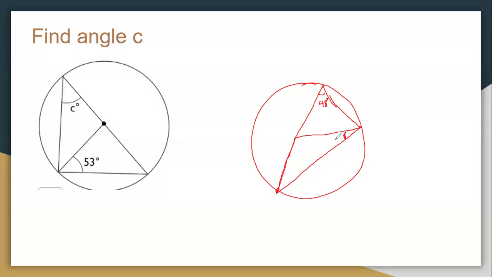Let me name this angle B. Can we try that? This is my center. I've given you here 48. Now I want you to find angle B. Can we find out what our angle B is?